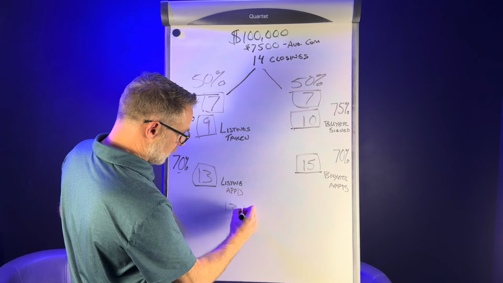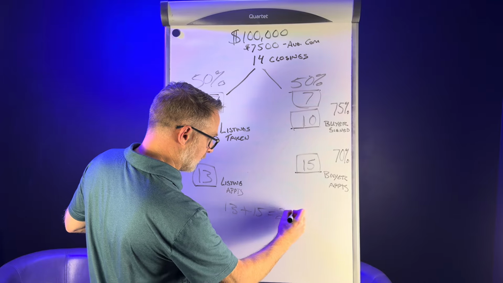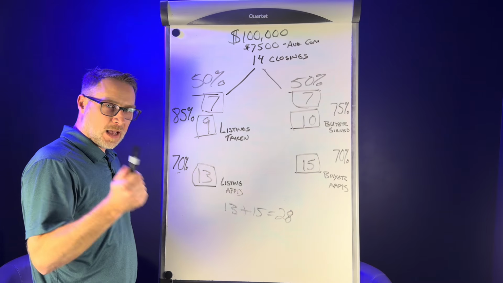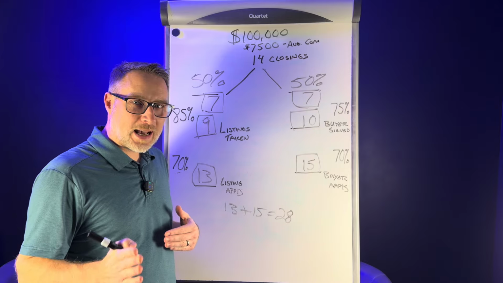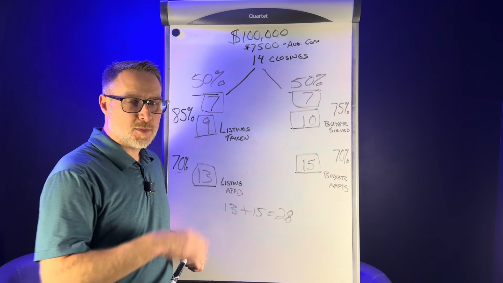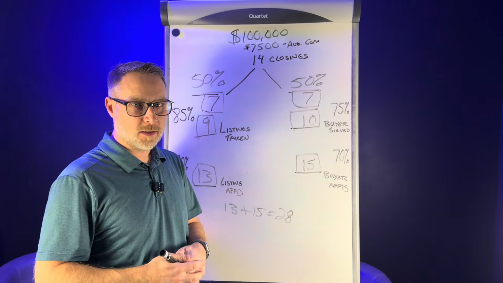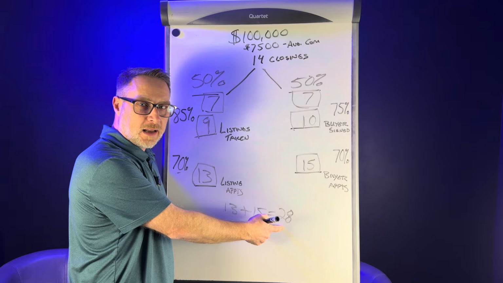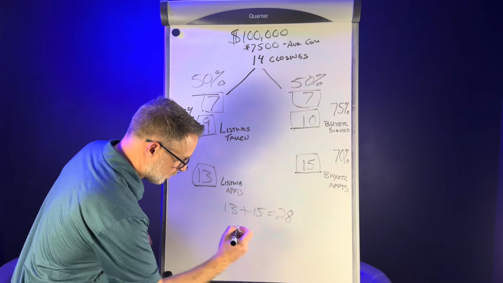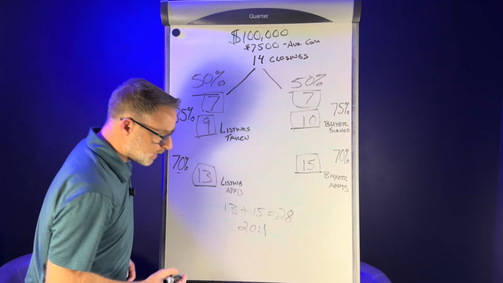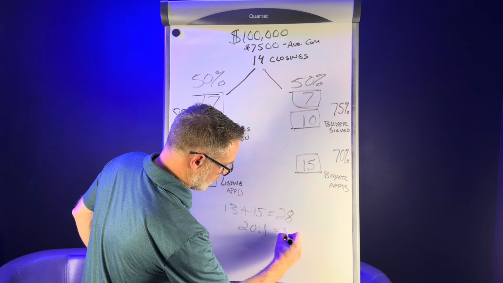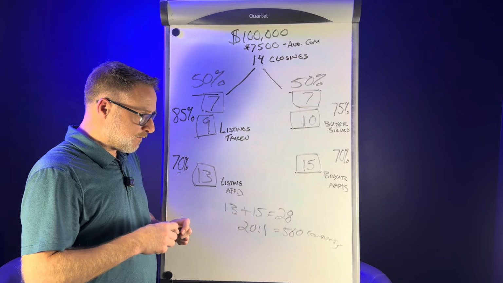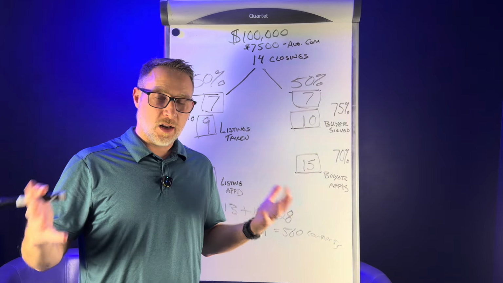So 13 plus 15 equals 28. So we need 28 total appointments. Now, assuming 20 contacts will give you 1 appointment, this makes it very easy to figure out how many contacts I'm going to need to make for the calendar year. If I take 28 times 20, that's 560 contacts I need to make in a year.